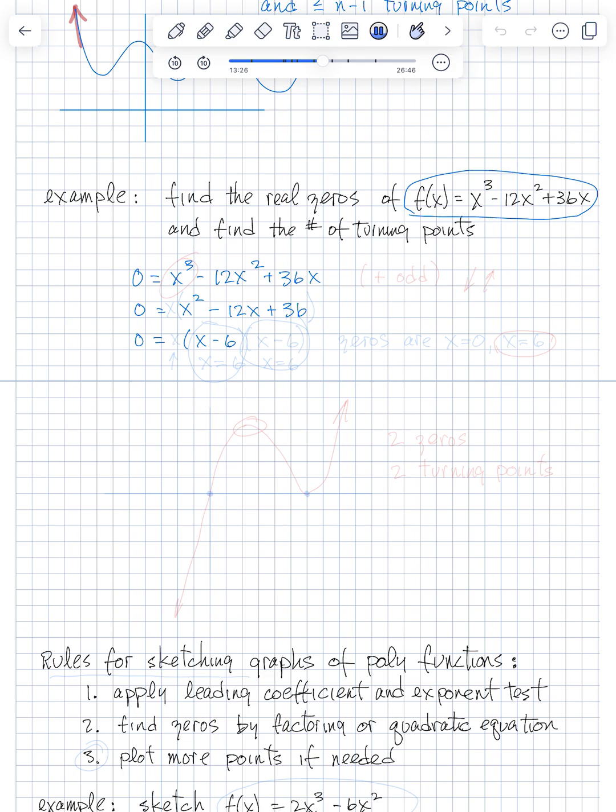x minus 6 times x minus 6. And so our zeros, remember the x that we factored out, that's also a 0. So remember, you fix this, this is times x. And so I could put an x there just to carry it. So x equals 0 is a 0, and x equals 6 is a 0. So the zeros are x equals 0, x equals 6.